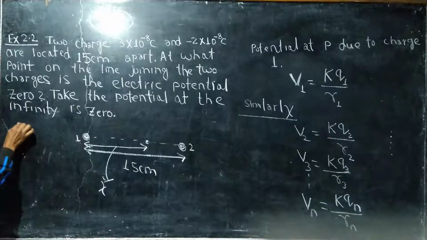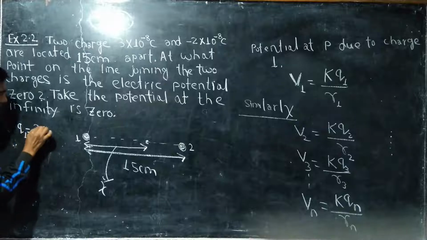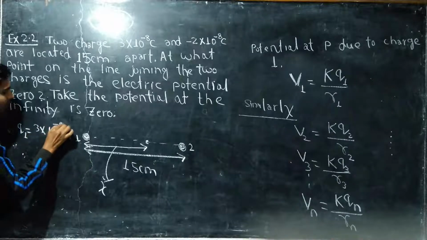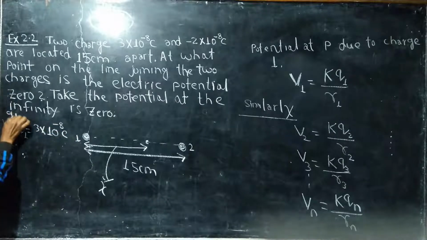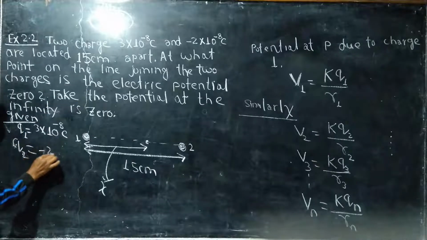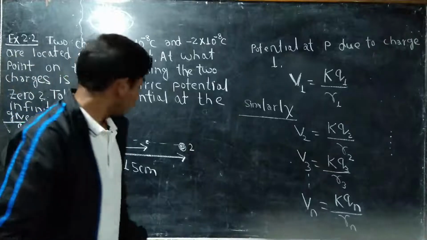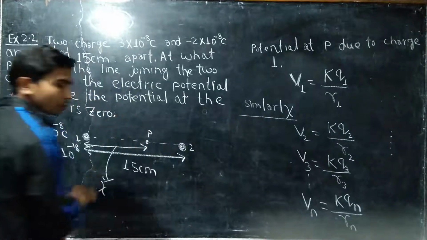The first charge is given, Q1, and Q1 is 3 into 10 to the power minus 8 coulomb. Q2 is also given. Q2 is equal to minus 2 into 10 to the power minus 8 coulomb. So the potential at P, suppose this is your P.